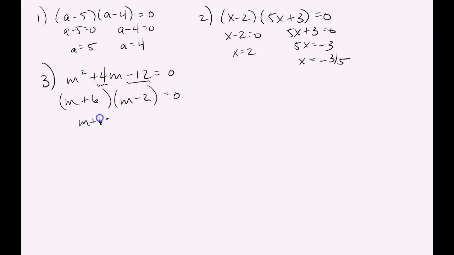Then I just take each parenthesis, set it to 0, and I'm going to get negative 6 and positive 2.